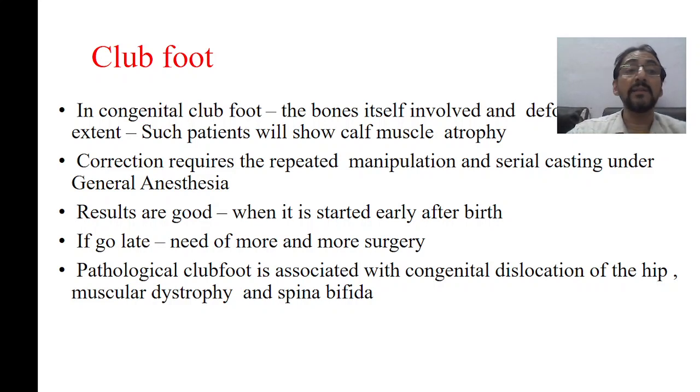Okay, so if it is a positional defect and the effort of correcting it is started early in life, then results are good. Even in congenital cause of club foot, if it is started at the very early part, the baby is born and on the second day itself you have started the correction, then recovery is good to some extent. If you go late, if you started late, it needs more and more surgeries and manipulation; it is difficult.